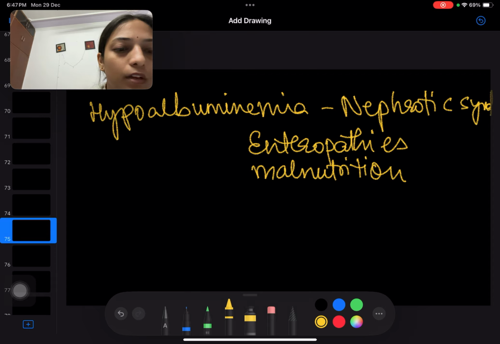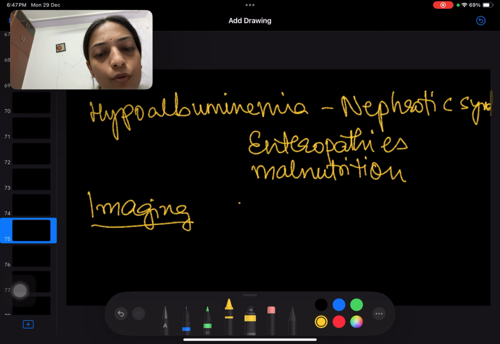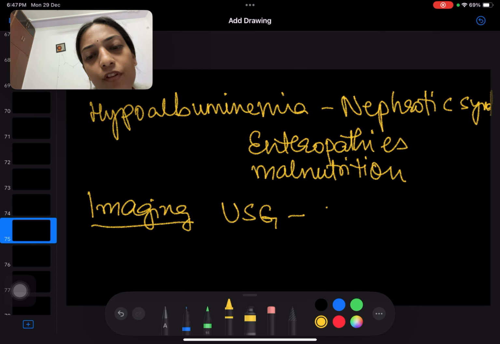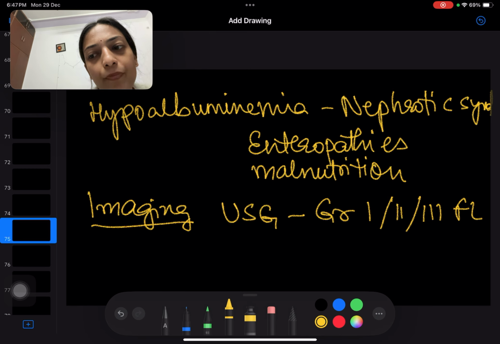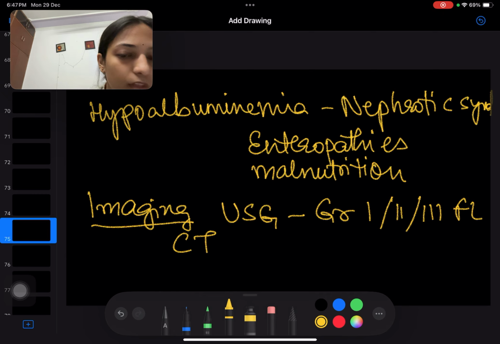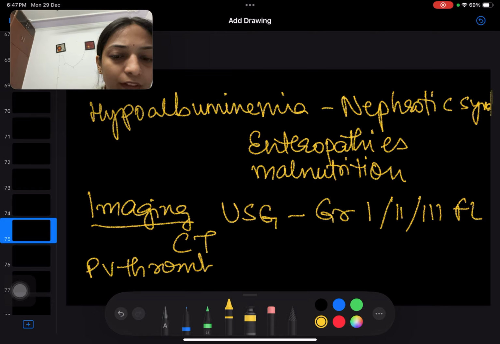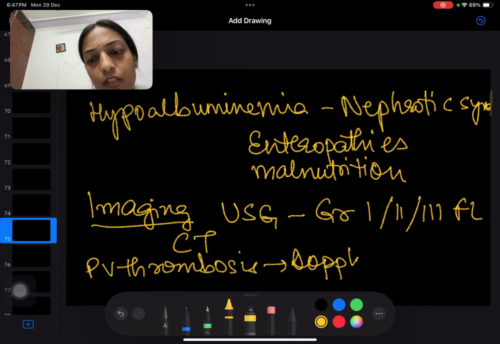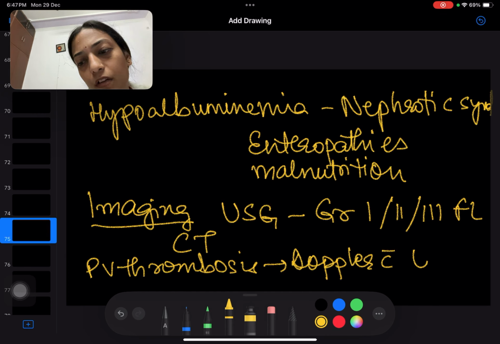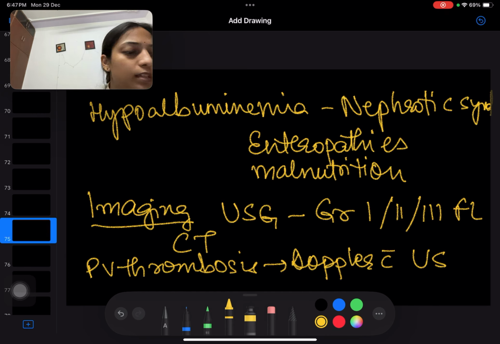So this is all. Now let's talk about hepatic disorder imaging. So in imaging, what do we use? Mostly we use ultrasound, in which it will show grade 1, 2 or 3 of fatty liver, or we do CT. If we are suspecting portal vein thrombosis, hepatic vein thrombosis, etc., then Doppler with ultrasound is the investigation of choice. This is it.